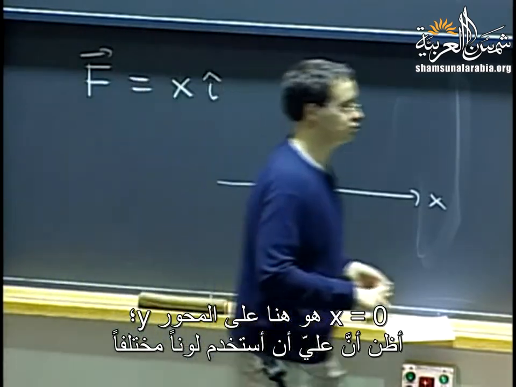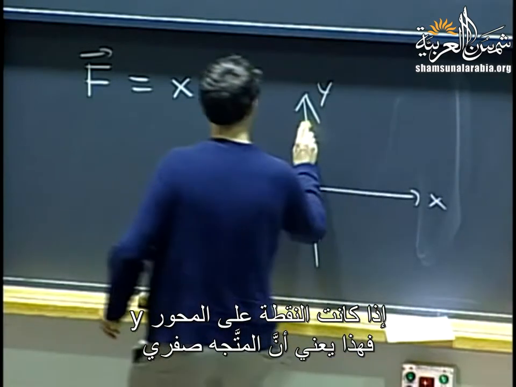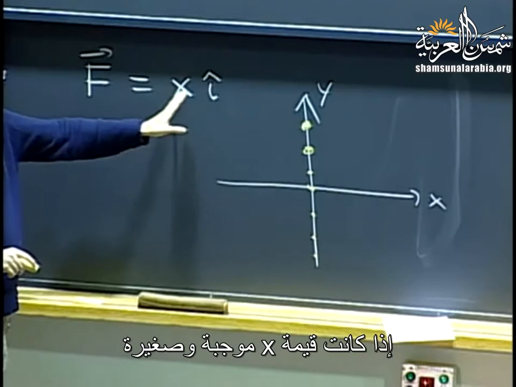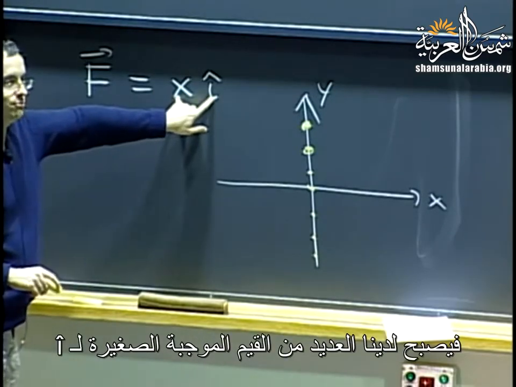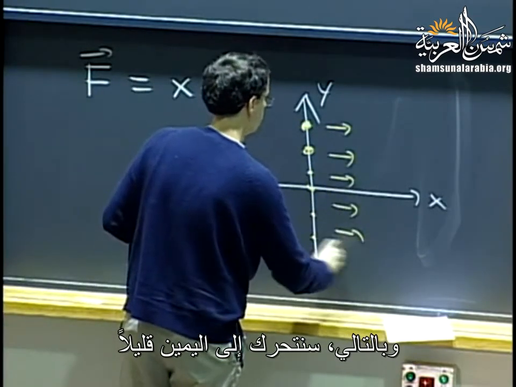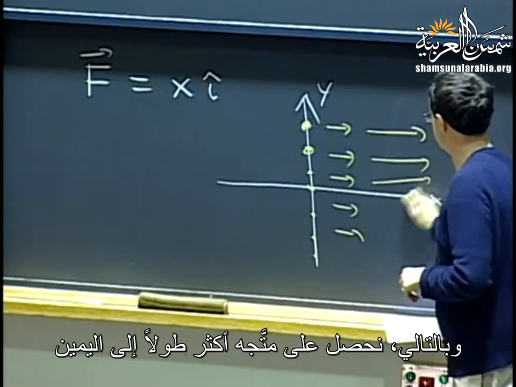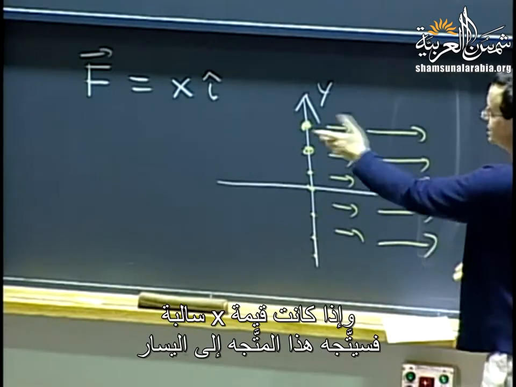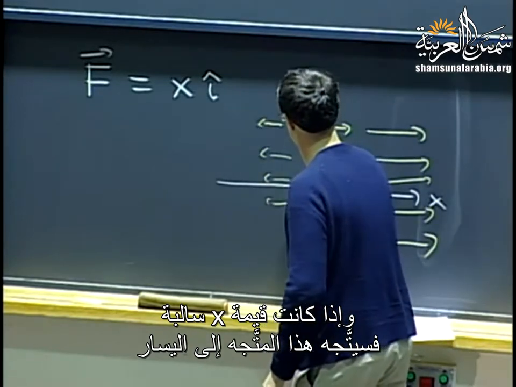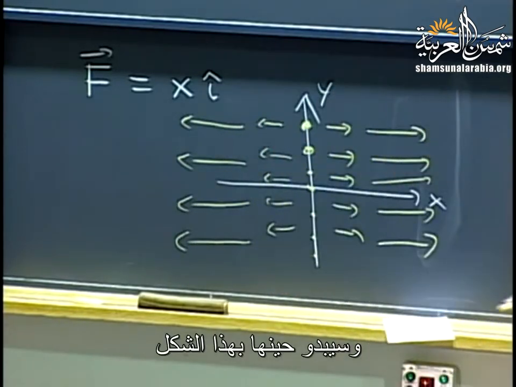So x is 0, that's here, on the y-axis. So if I'm on the y-axis, I actually have the 0 vector. Now, if x becomes positive small, then I will have a small positive multiple of i, so I will be going a little bit to the right. And if I increase x, then this becomes larger, so I get a longer vector to the right. If x is negative, then my vector field points to the left instead. So it looks something like that.